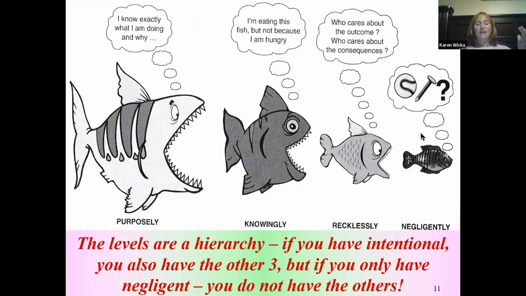I can always charge crimes that have lower mens rea. I couldn't charge crimes that have higher. But since that's the highest, if I can reach intentional or purposeful, then I can charge any crime. If I can only prove reckless, then I can only charge crimes that are reckless or negligent crimes. I cannot charge knowing or purposeful crimes because I can't get up to that level of mens rea. So whatever level you're at, you can charge that level of crime and lower, but you can never charge a higher level of crime. So always think of it as a bit of a hierarchy.